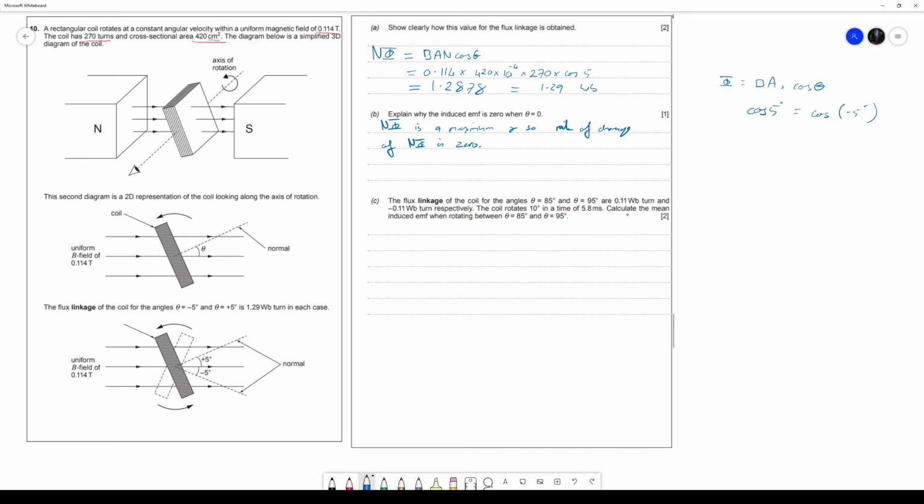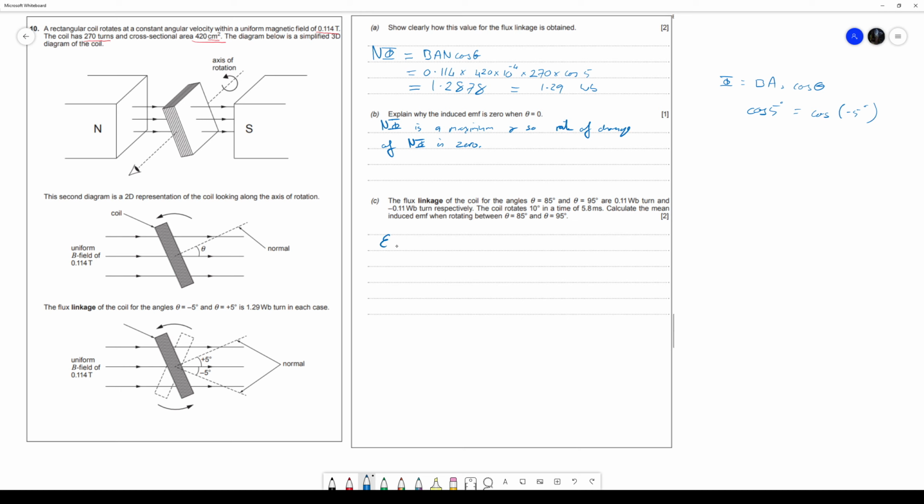We're given the flux linkage, rather than asked to calculate it, at these two angles, 85 degrees and 95 degrees. The coil rotates 10 degrees in a time of 5.8 milliseconds, so from there to there in 5.8 milliseconds. Calculate the mean induced EMF when rotating between those two. So this is hopefully straightforward.